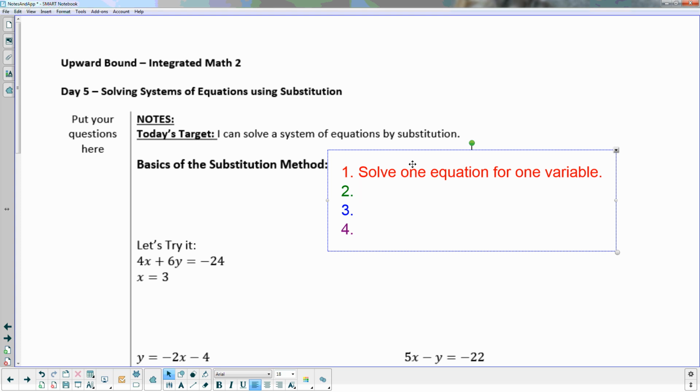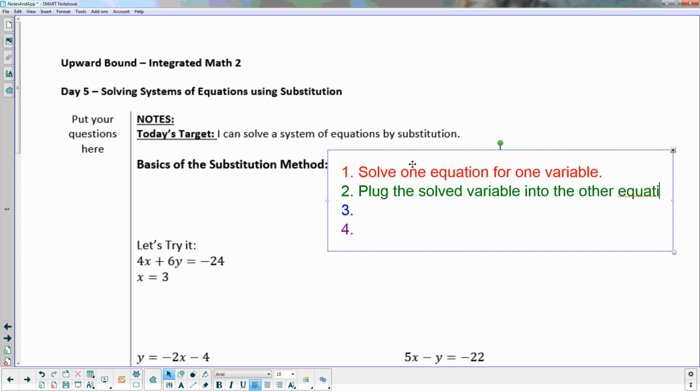Step 2 is going to be plug the solved variable into the other equation. So we solved one equation for one variable and we get something from that. It's either a number or an expression, and we plug that number or expression into the other equation. If I found x equals 2y plus 10, I'd be plugging 2y plus 10 in for x in the other equation. We'll look at some examples of that in just a second.